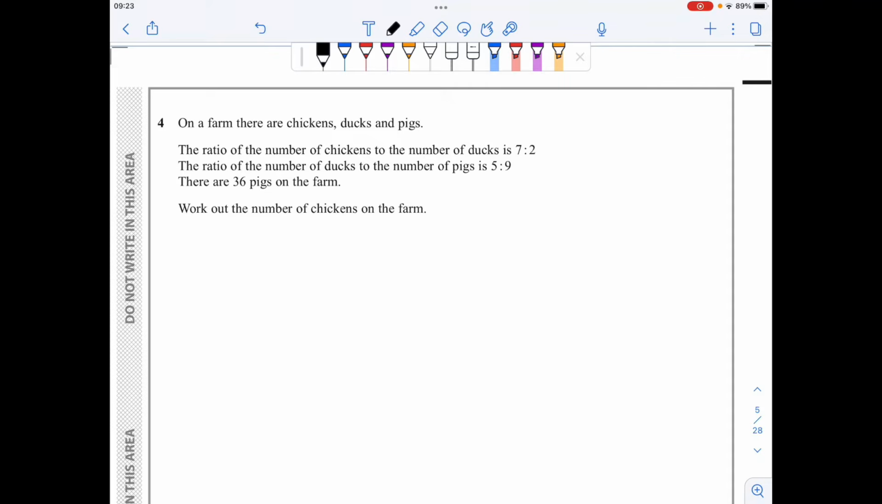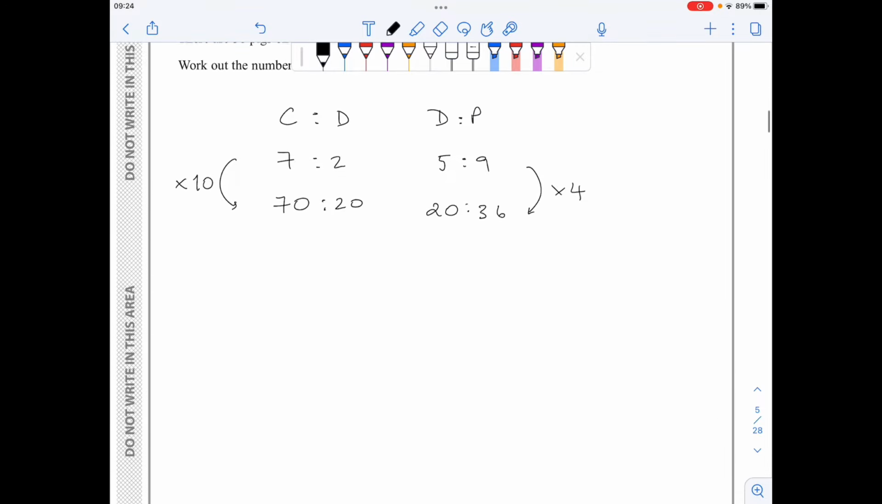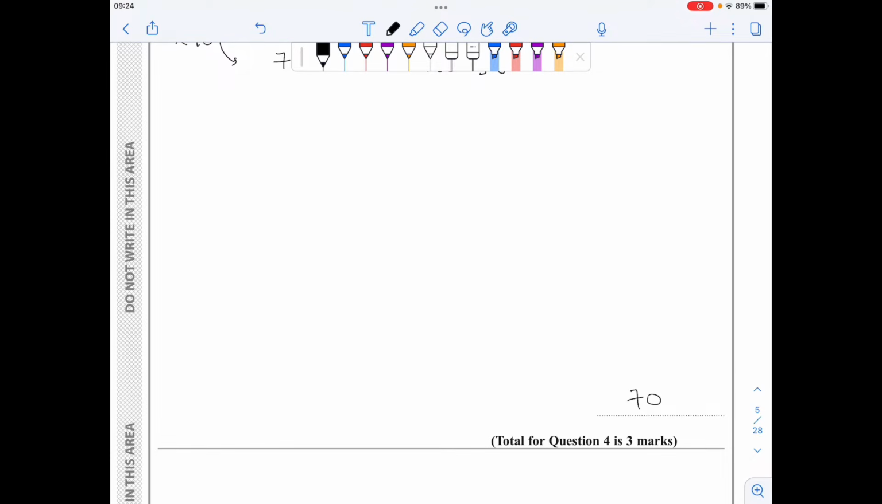For question 4, the ratio of chicken to ducks is 7:2, and the ratio of ducks to pigs is 5:9. Now I'm given that there are 36 pigs, so I'm going to multiply this by 4. That means I'm going to have 20 ducks. Let's copy this on the left. So if I have 20 ducks, it means I have to multiply this one by 10, which will give me 70 chicken, and that's my final answer.